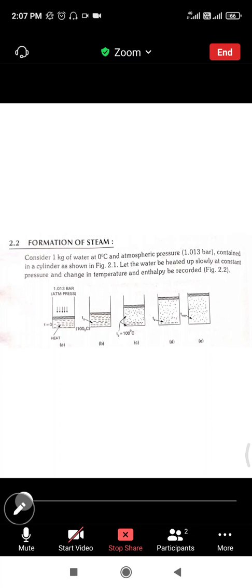First we consider 1 kg of water at 0 degrees and atmospheric pressure, which is 1.013 bar, contained in a cylinder. You can see the container on my screen. Let the water be heated slowly at constant pressure, and the change in temperature and enthalpy will be recorded. As heat is added, the temperature of water increases.